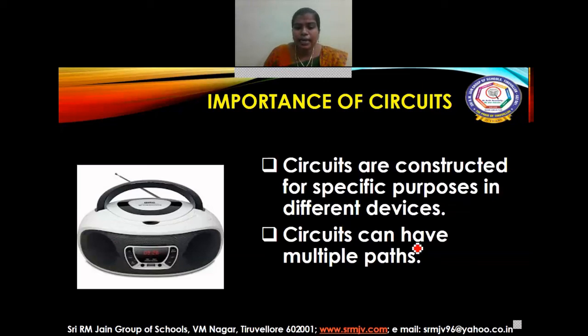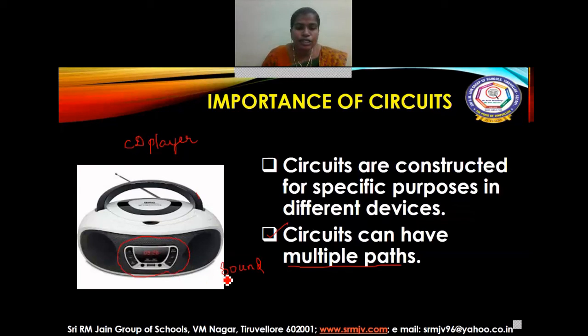Then circuits can have multiple parts. So let me give you an example for this statement. Let us consider this music system or CD player. In this player, there will be multiple paths of circuits. There will be a circuit which will help to convert the electrical energy into sound energy, and there is a circuit which will help the LED monitor to work.